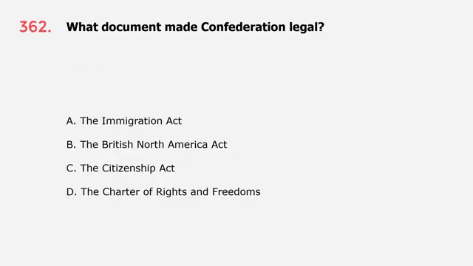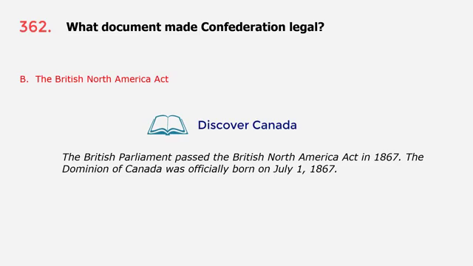Question 362. What document made Confederation legal? A. The Immigration Act. B. The British North America Act. C. The Citizenship Act. D. The Charter of Rights and Freedoms. The answer is B, the British North America Act.